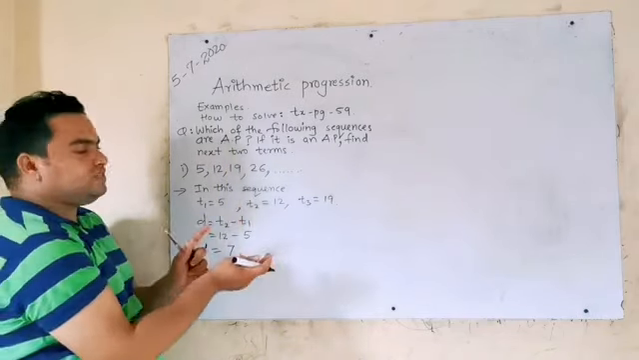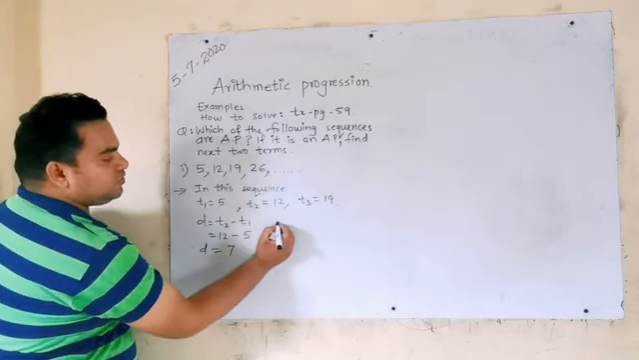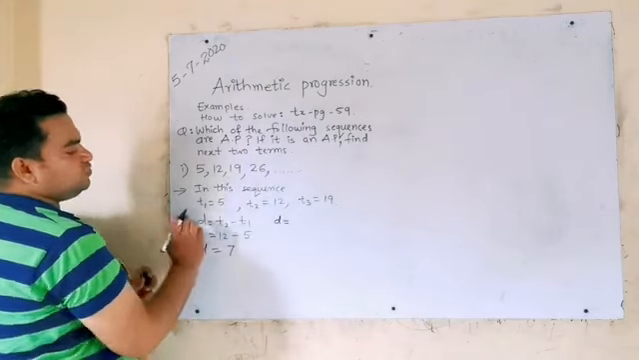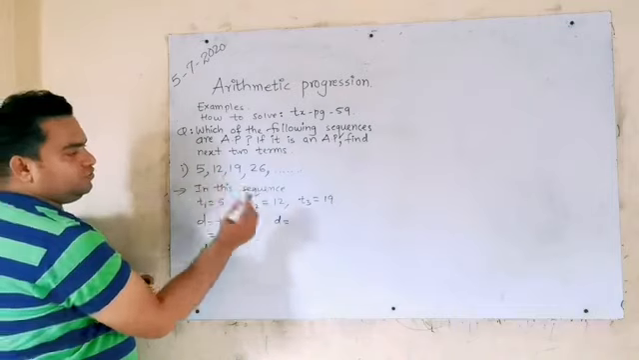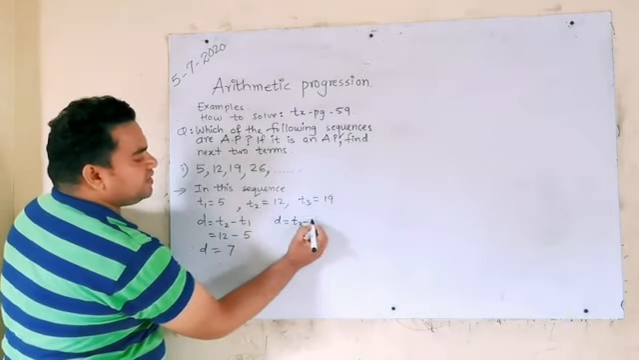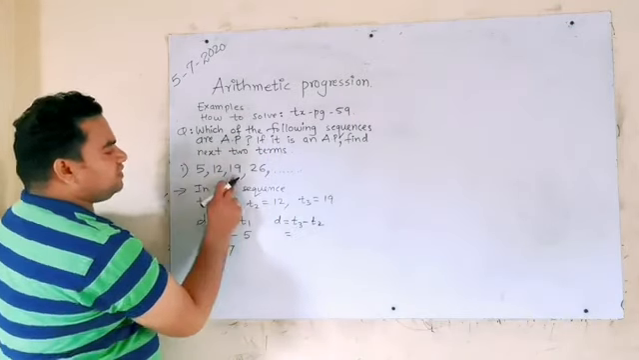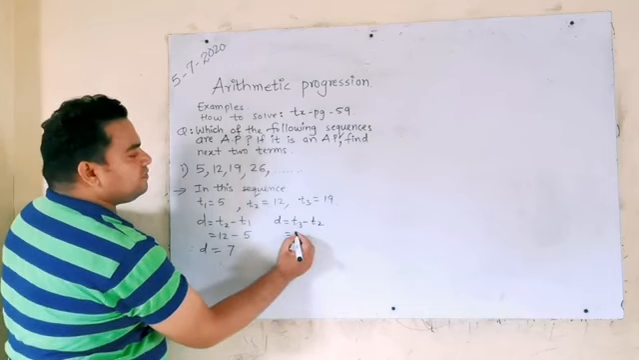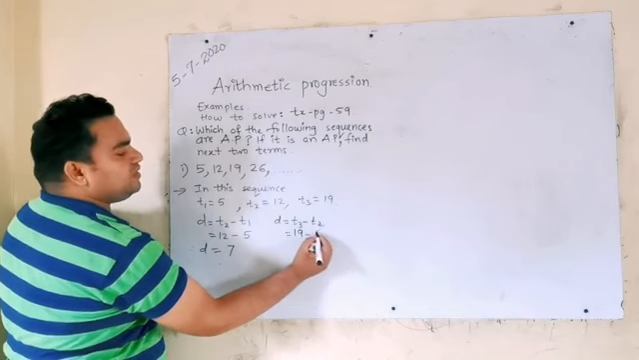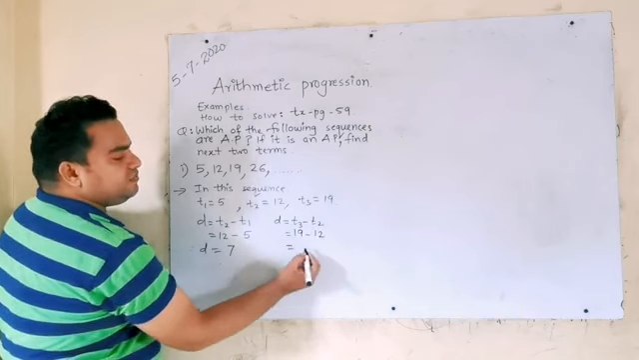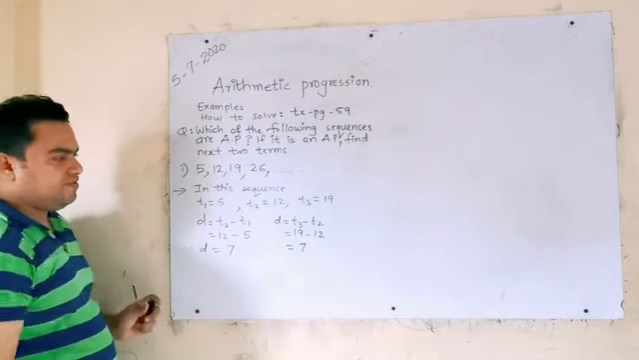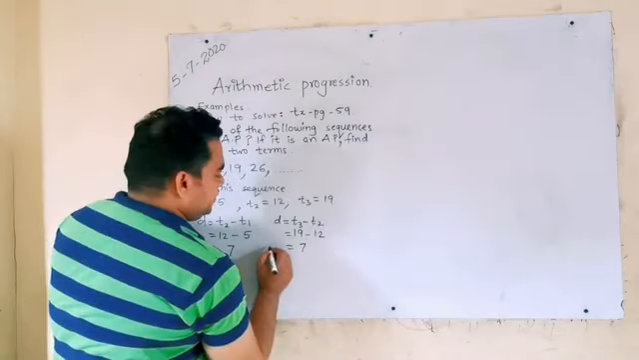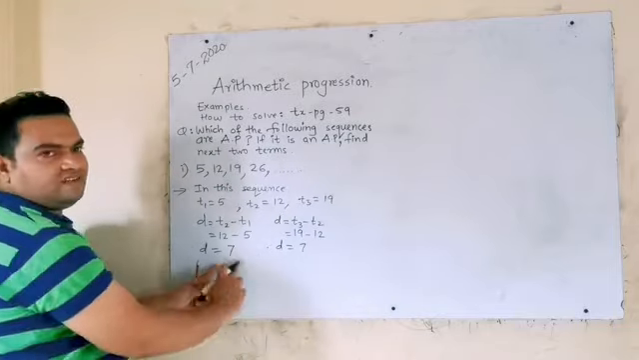Find for the next two as well, same as we had solved before. D is equal to T3 minus T2, term 3 minus term 2. What is term 3 here? 19. What is term 2 here? 12. So 19 minus 12, answer 7. The two differences are the same.